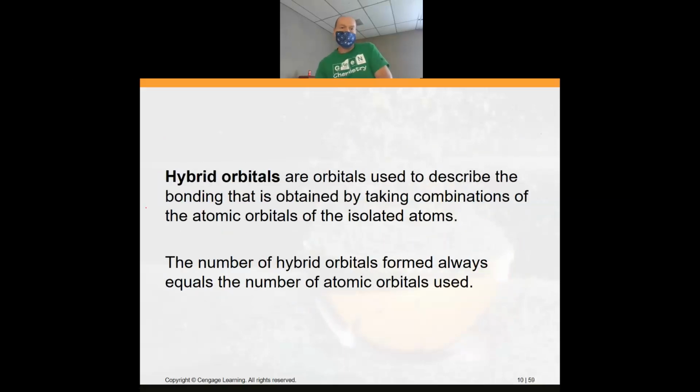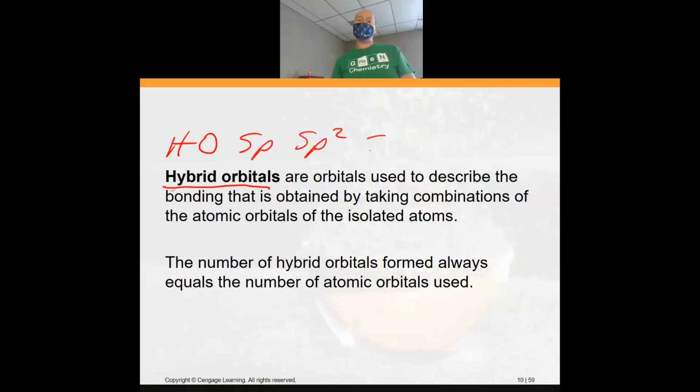All right, so hybrid orbitals. I talked a little bit. HO, that's hybrid orbitals. Again, SP for two directions, SP2, three directions, SP3, four directions, SP3D, five directions, SP3D2, six directions. All right, so that is your hybrid orbitals. It's used to describe the bonding when you are making these molecules.